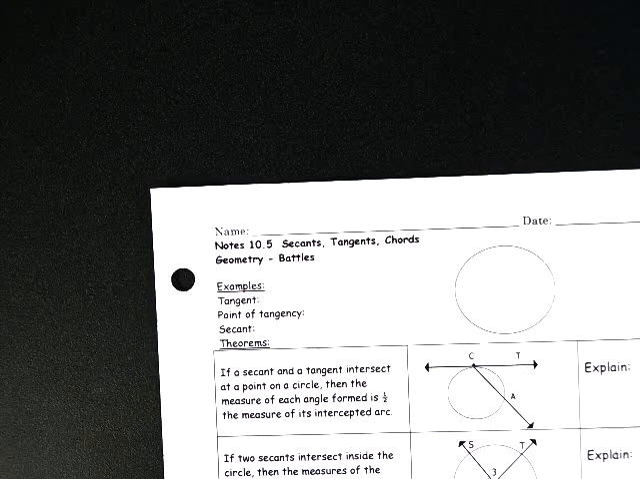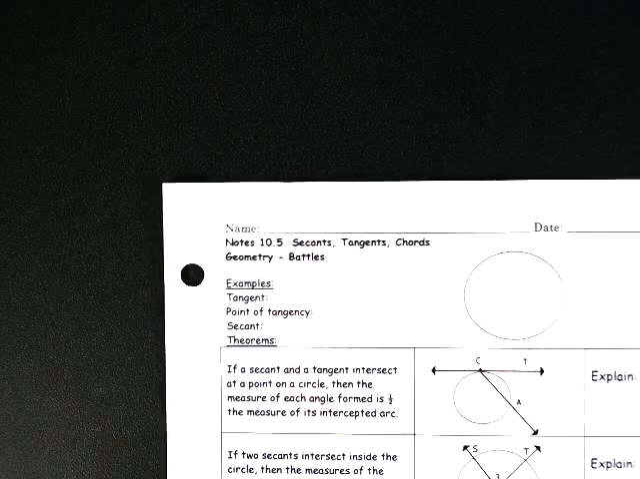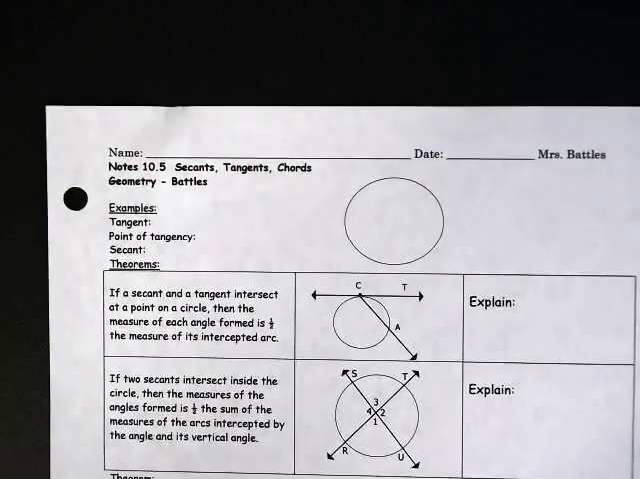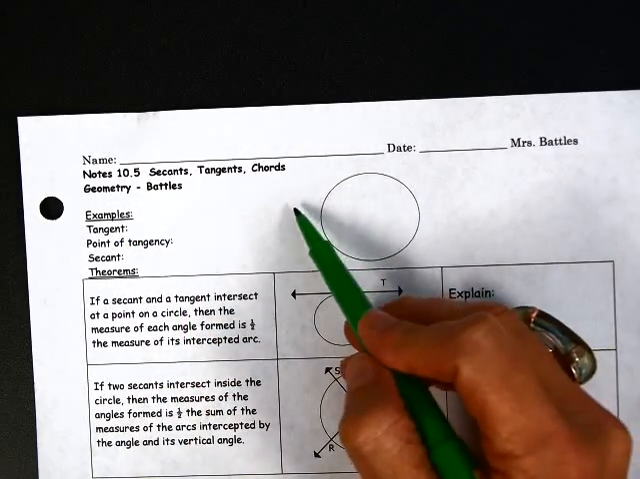Notes over 10.5, we're covering secants, tangents, and chords. Now we've already talked about these different lines and segments, how they relate to circles, but now we're going to use them and show how they work together to create angle and arc measures and how to find the degrees of different angles.